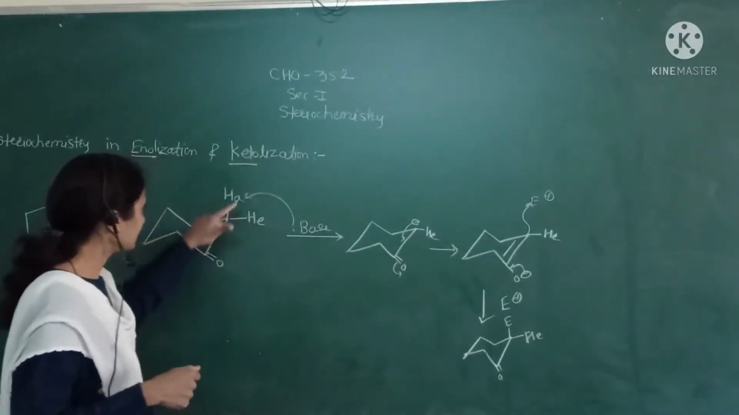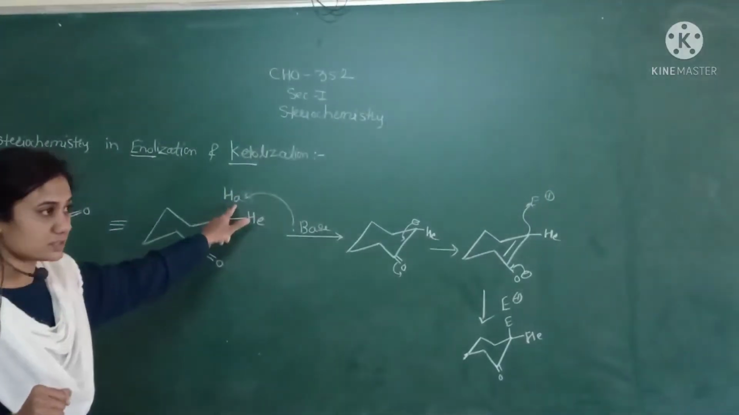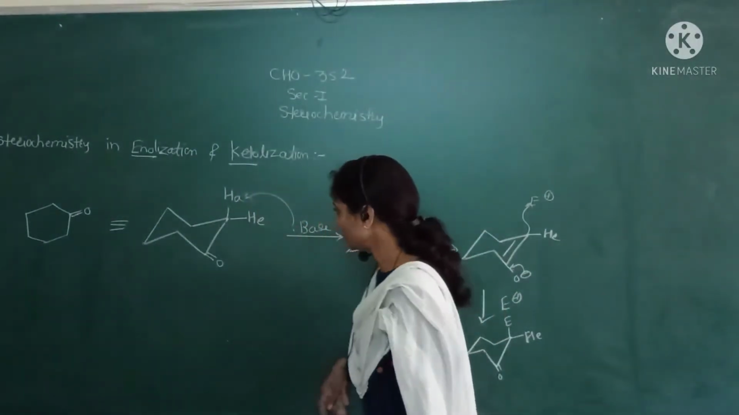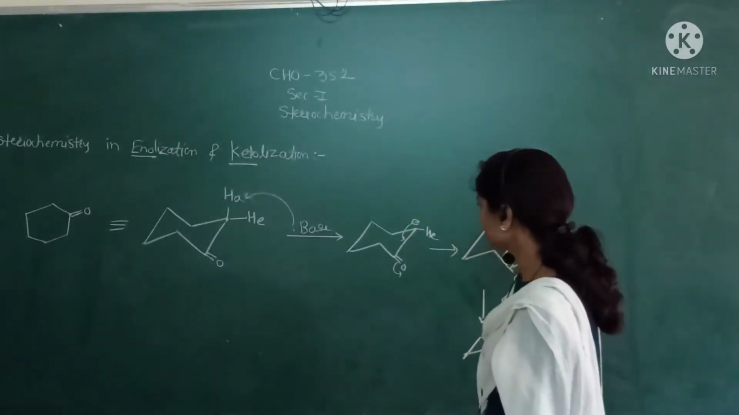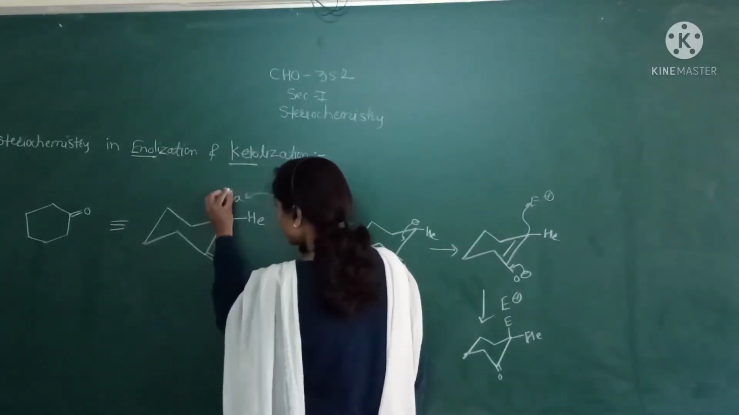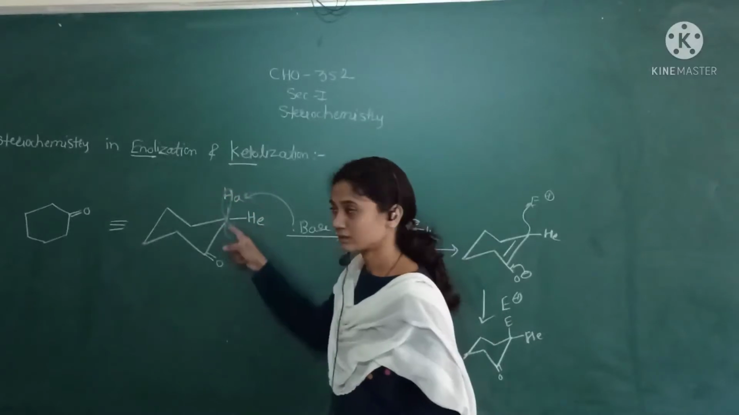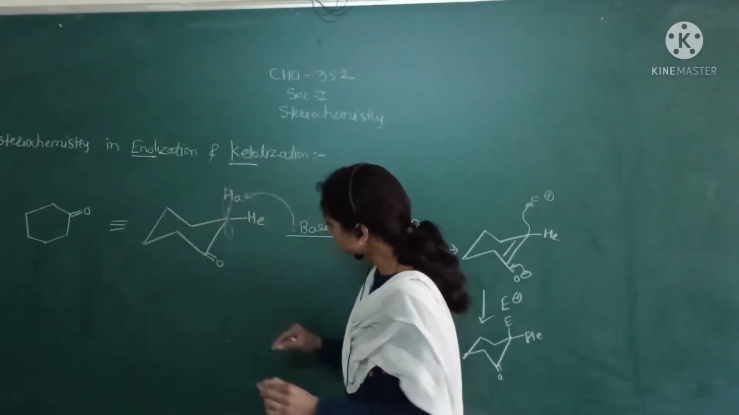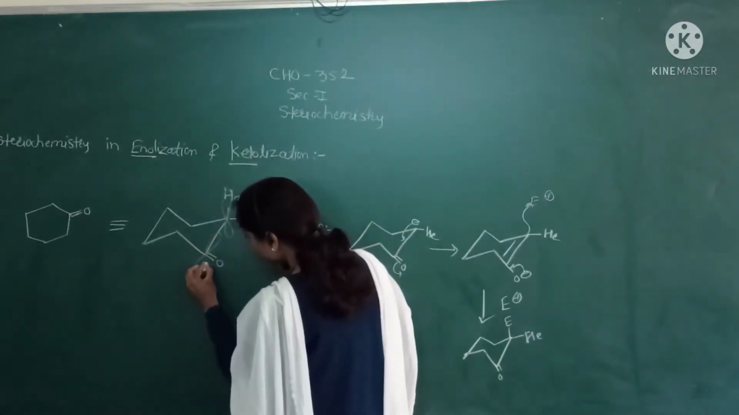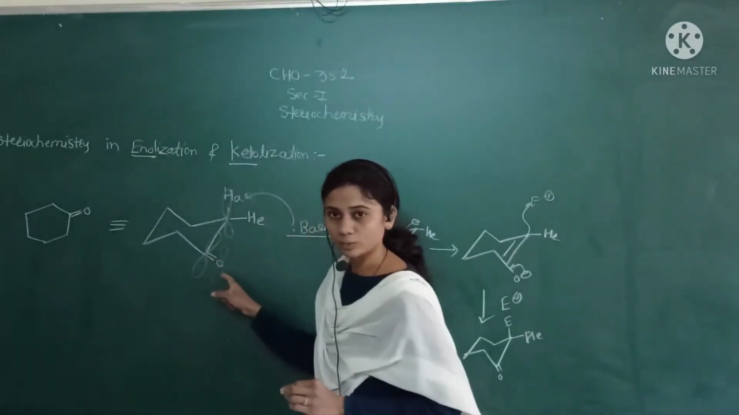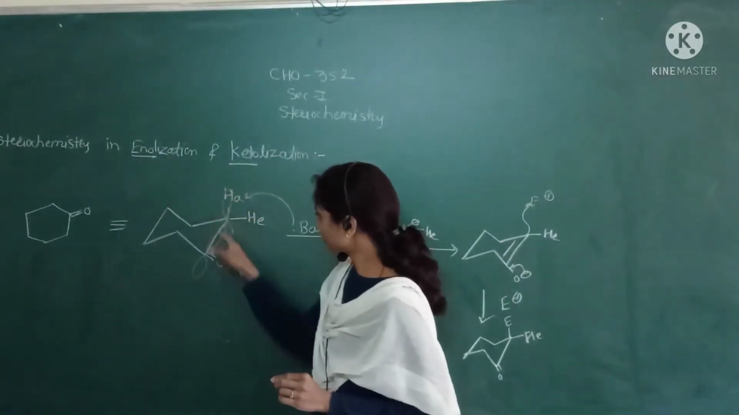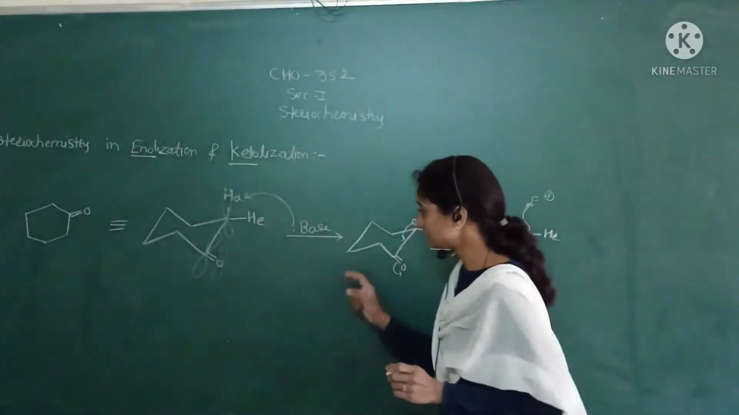But why is only this axial hydrogen abstracted first? The question is why only this axial hydrogen is abstracted by the base, and why not this equatorial hydrogen? Because here there is sigma bond overlapping between this axial hydrogen, which is located very favorably, and the pi bond of this carbonyl group. Because of this effective overlapping, the axial hydrogen is abstracted by this base.